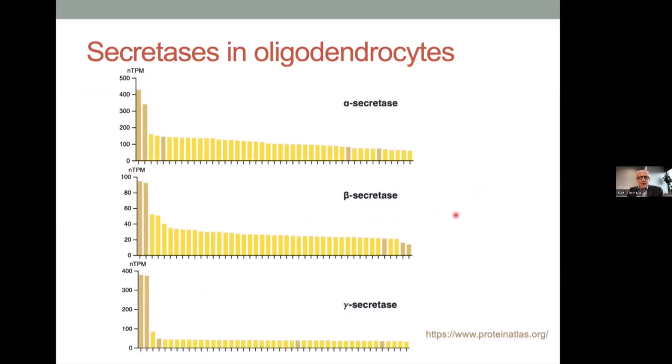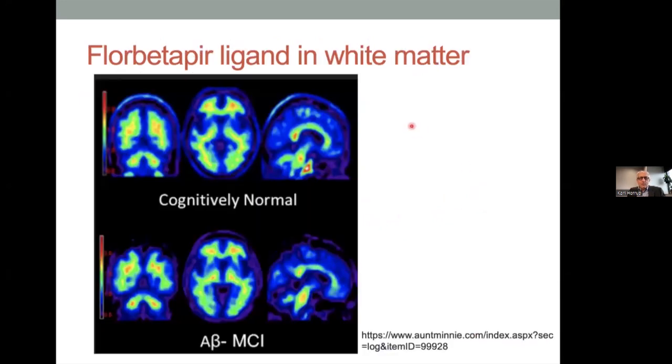And you would say, but wait a minute, A beta, those are plaques that come in the brain. Is there any amyloid in the white matter? Well, actually, there might be. So again, I just pulled this off the web. You can pull any number of images just like this off the web. This is an image of florbetapir in a living individual, one who is cognitively normal and one who is having just the beginnings of dementia, mild cognitive impairment. And this is a coronal section, a horizontal section, and a sagittal section.